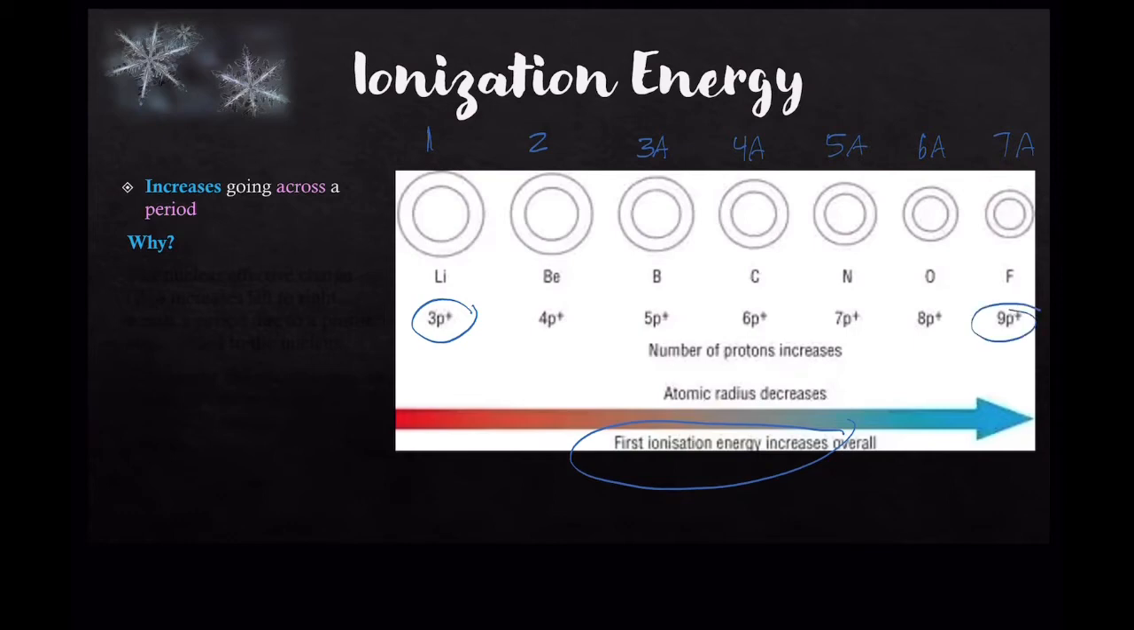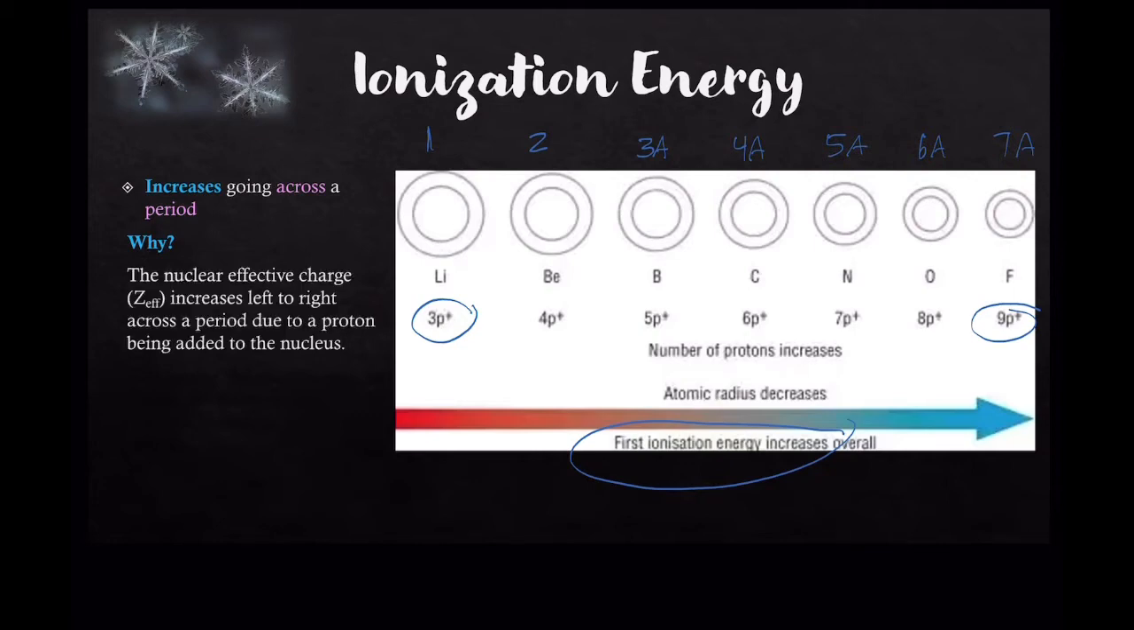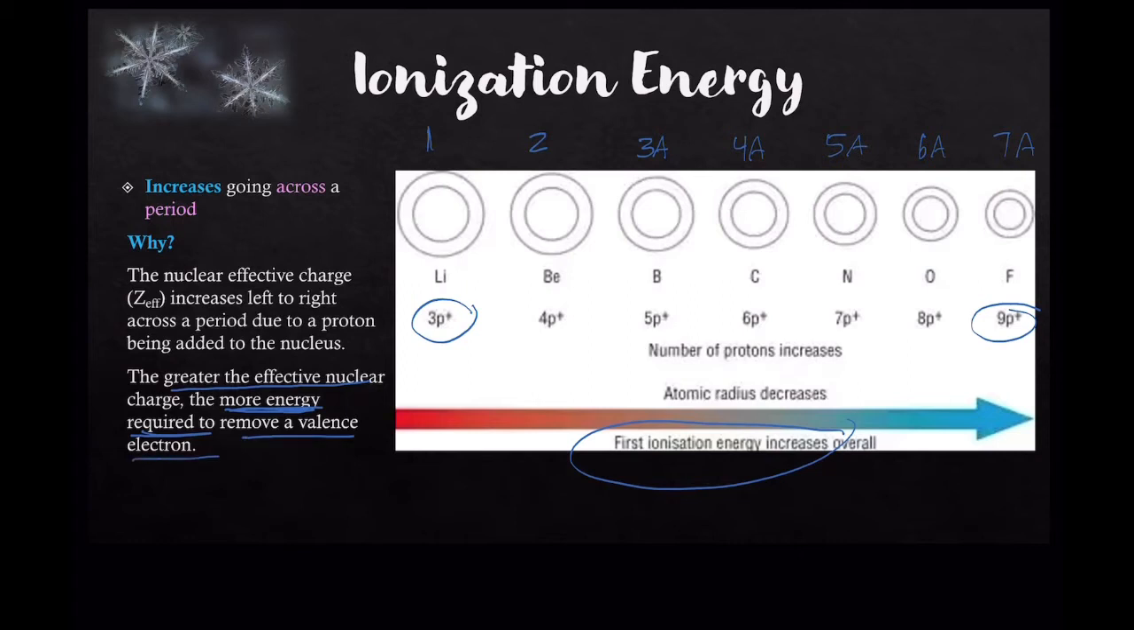Fluorine, because it has 9 protons, has a greater effective nuclear charge. It's got a stronger nucleus because it has more protons in it. And as a result, because it has a greater effective nuclear charge, it's more difficult to remove an electron from fluorine. So the greater the effective nuclear charge, the more energy is required to remove a valence electron. So that's why when we go left to right across a period, ionization energy increases.